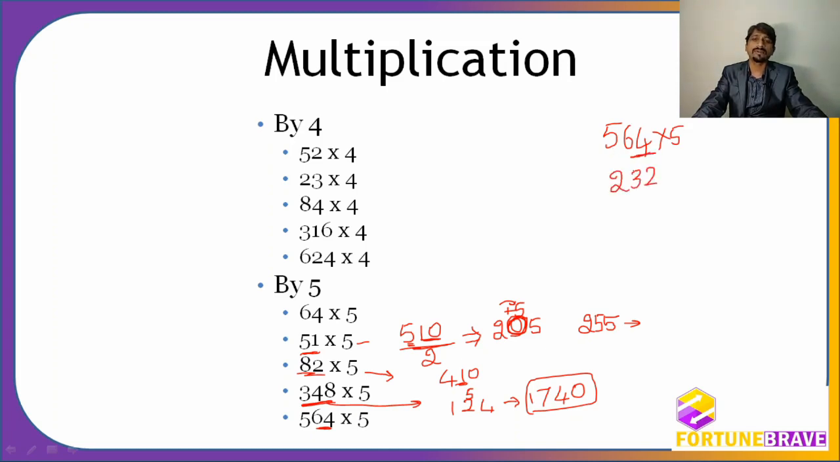So 5 is 25. So what it will be? 282, 2820. Is it clear? It should be clear.